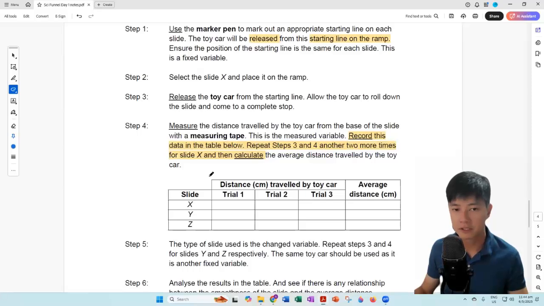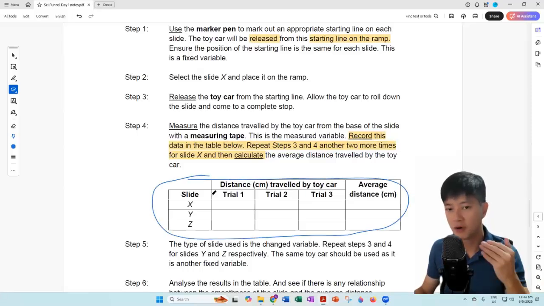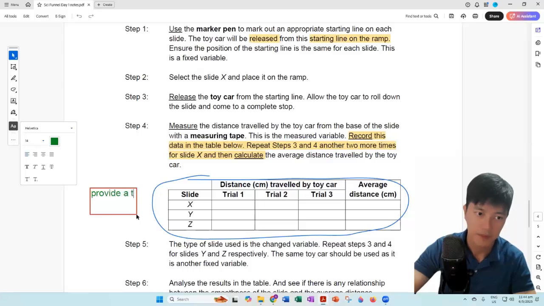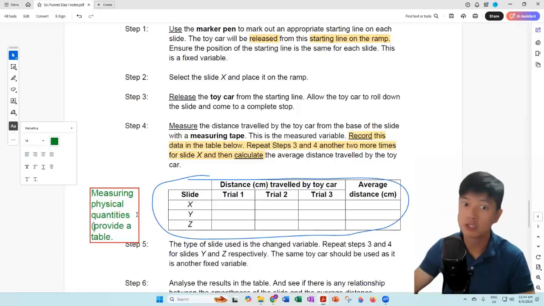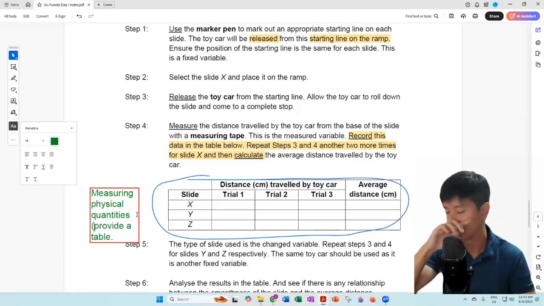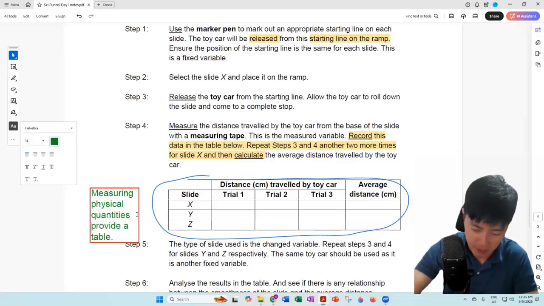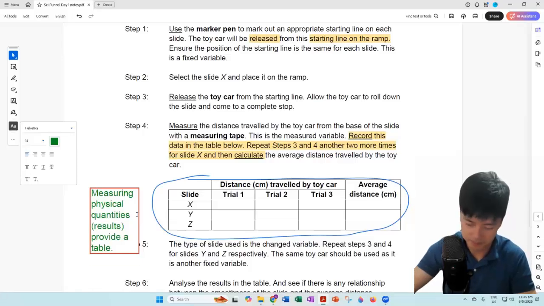And take note, parents, for frictional force or things that involve measuring the distance, always try to plot the table. Always try to provide a table when measuring physical quantities. For example, you want to measure the final mass produced by the chemical reactions, or the final distance traveled, etc. So this is for the experimental result, not at the start of the experiment. This is the result of the experiment, so provide a table.